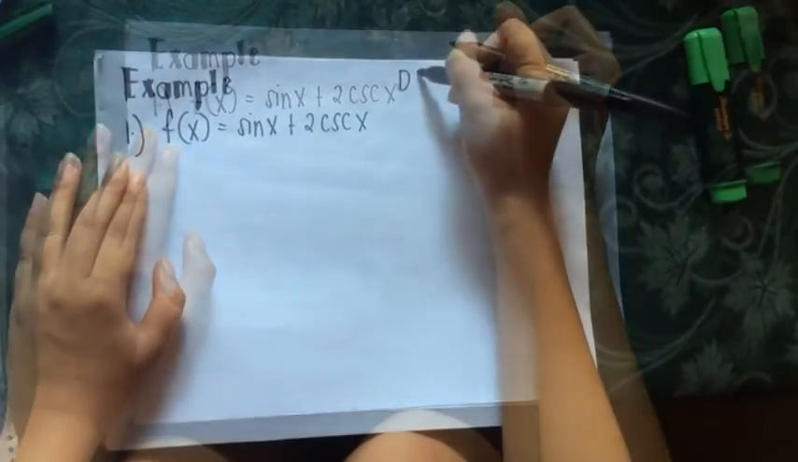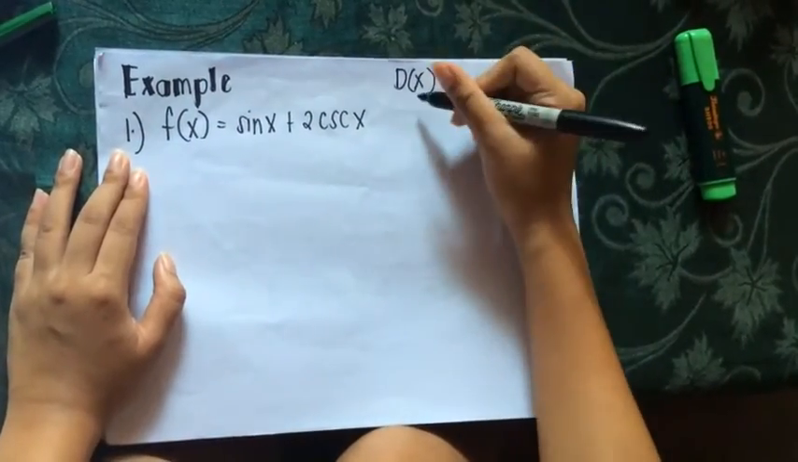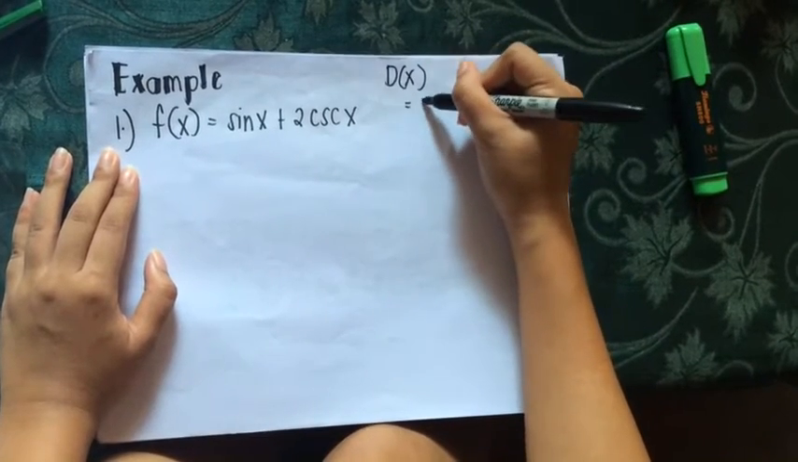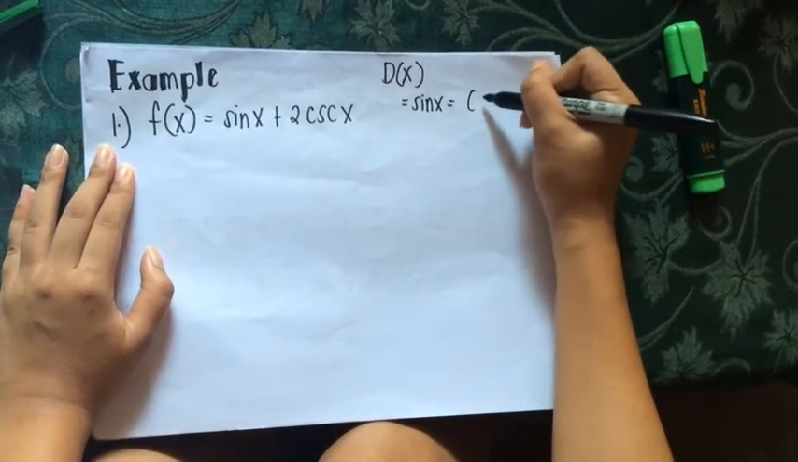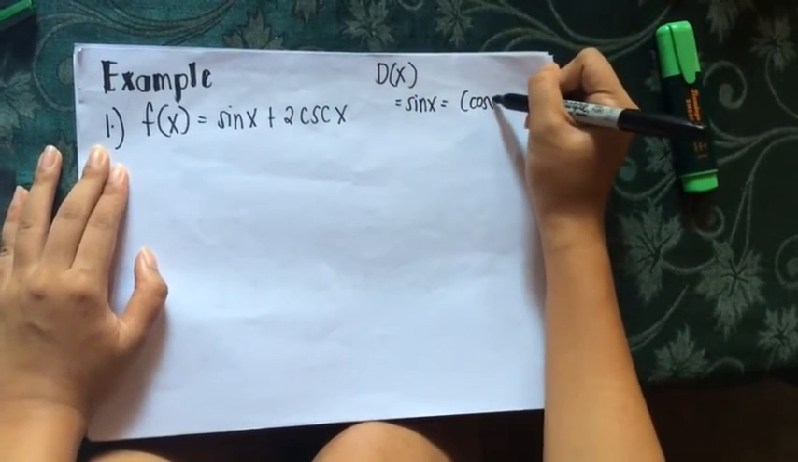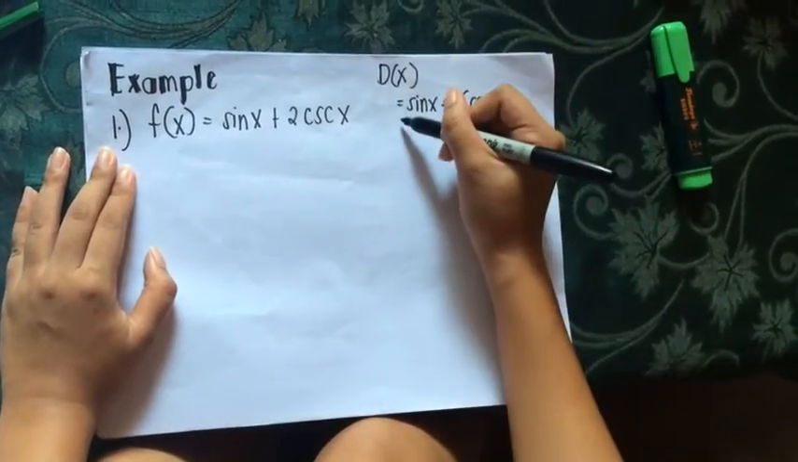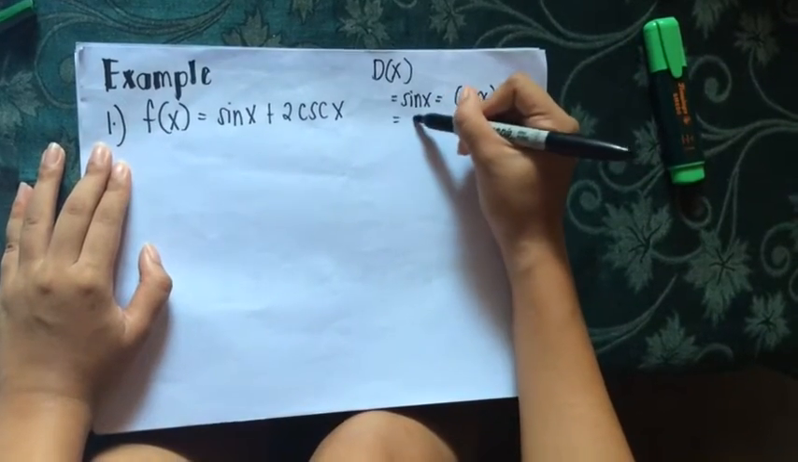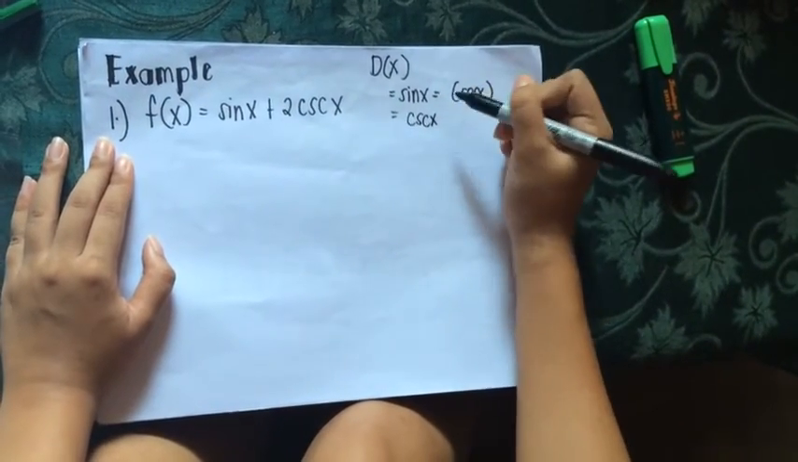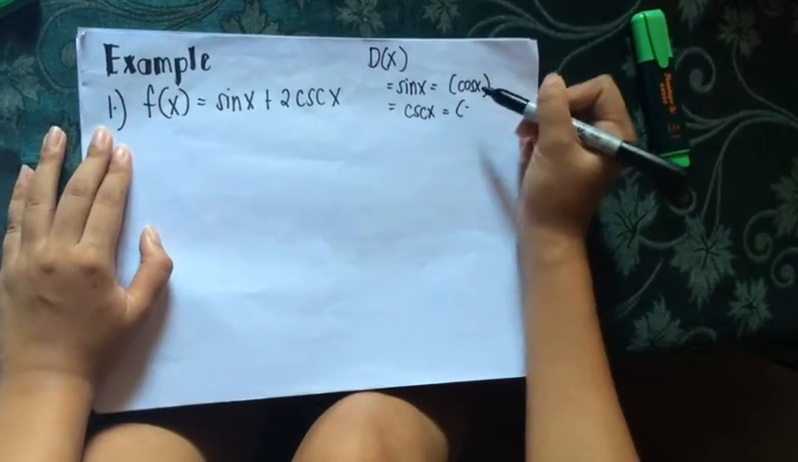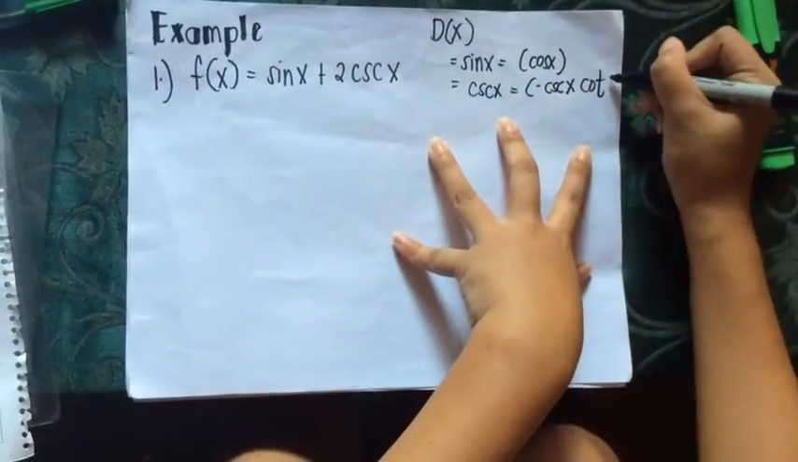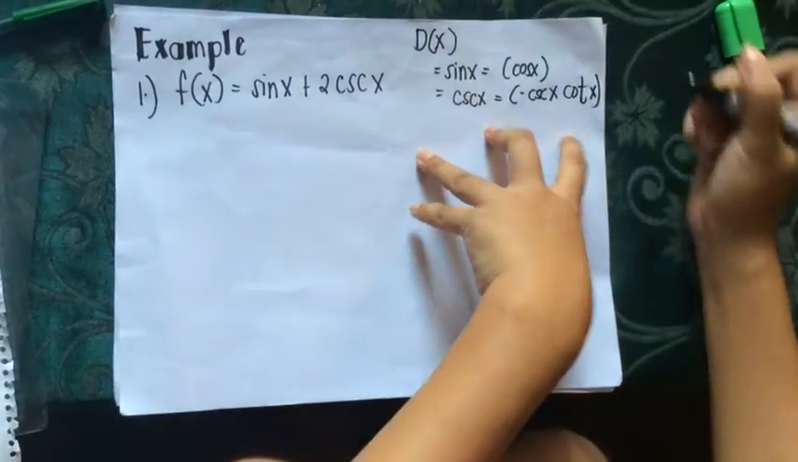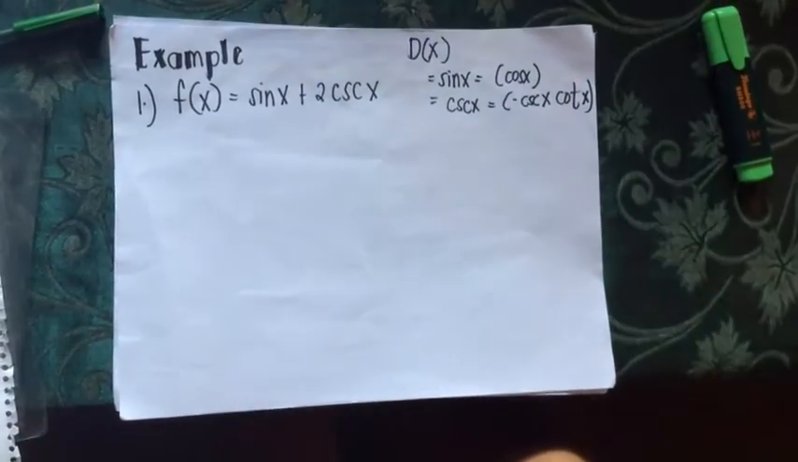As we have done earlier, we first have to get the derivatives of each term. Our first term is sin x, whose derivative is cos x. Our second term is cosecant x. We have to disregard the value of 2 first for us to be able to solve properly. The derivative of cosecant x is negative cosecant x cotangent x.